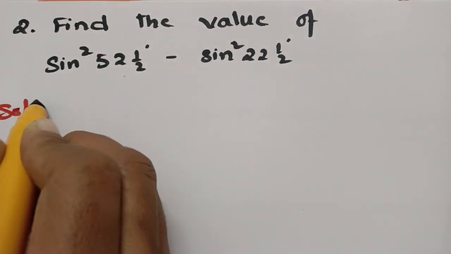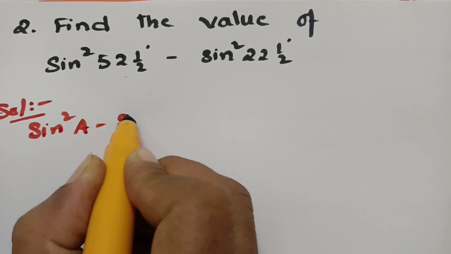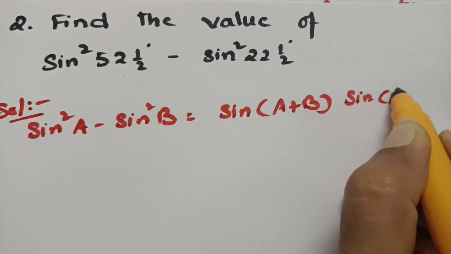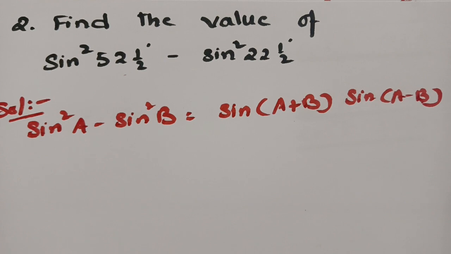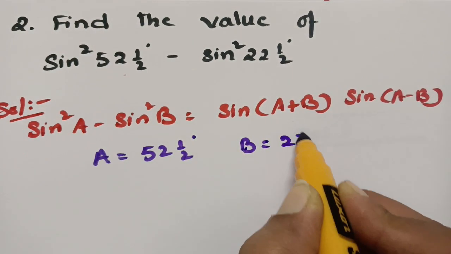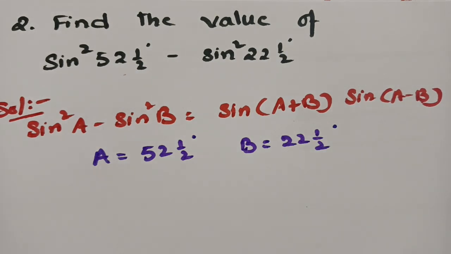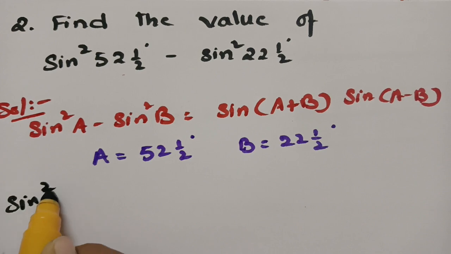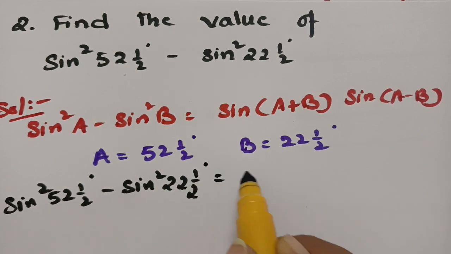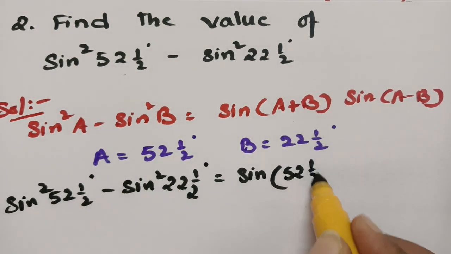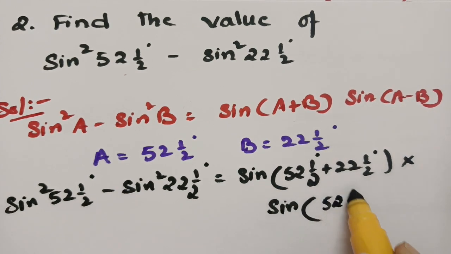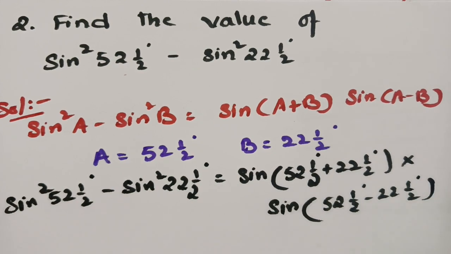So in the solution, sine square a minus sine square b is equal to sine of a plus b into sine of a minus b. So what is a and what is b? a is nothing but 52.5 degrees and b is equal to 22.5 degrees. So if I substitute in the formula, sine square 52.5 degrees minus sine square 22.5 degrees is equal to sine of a plus b, that is 52.5 degrees plus 22.5 degrees, into sine of 52.5 degrees minus 22.5 degrees.